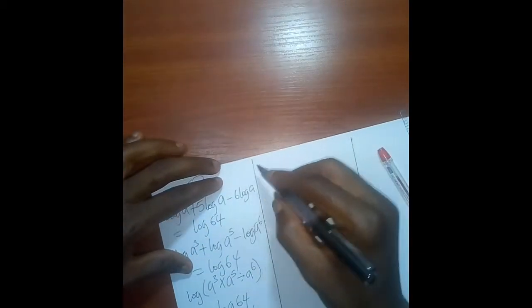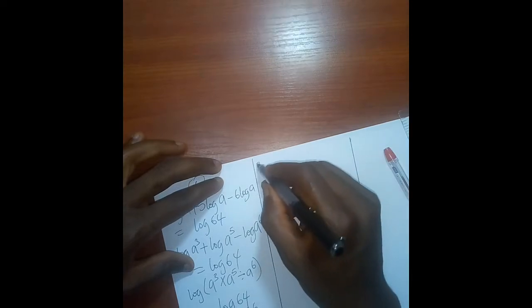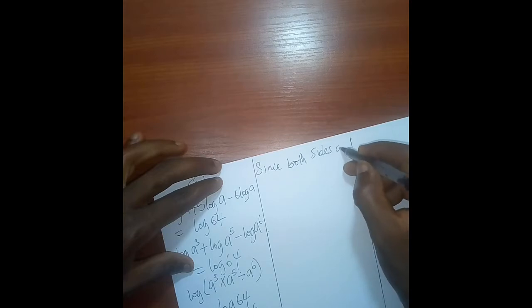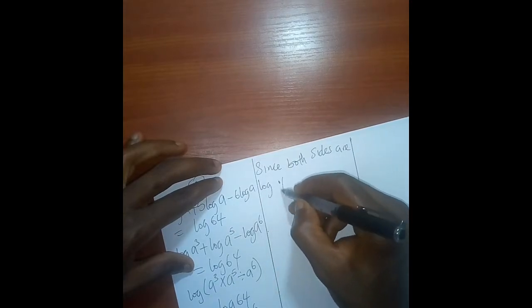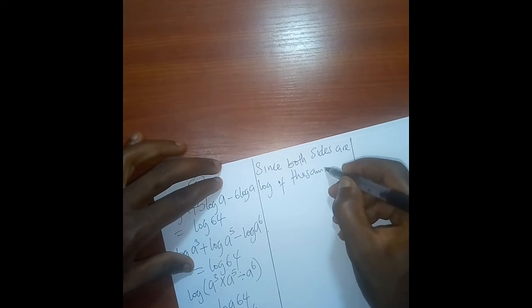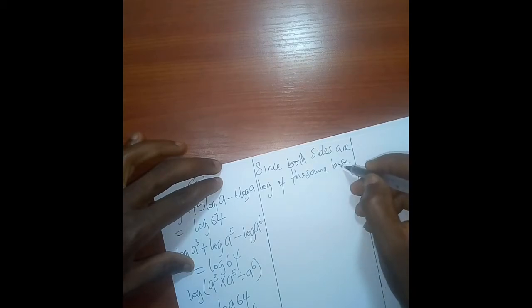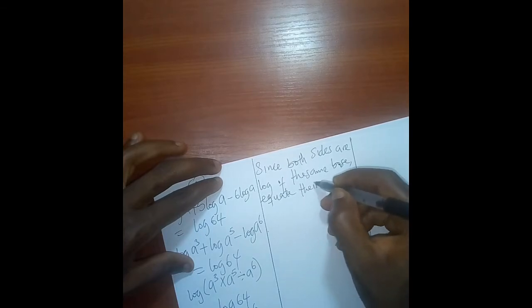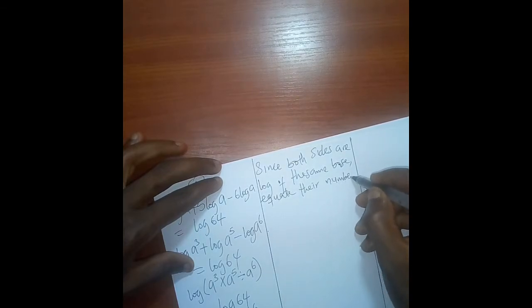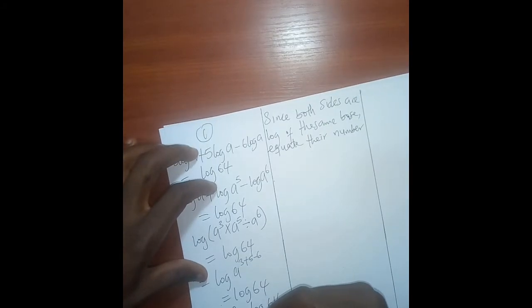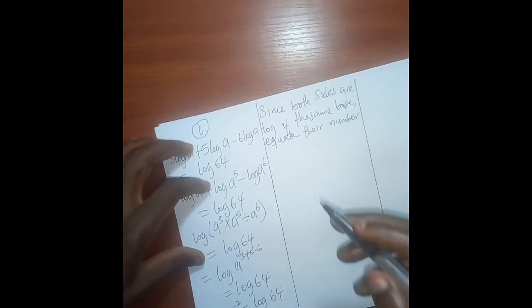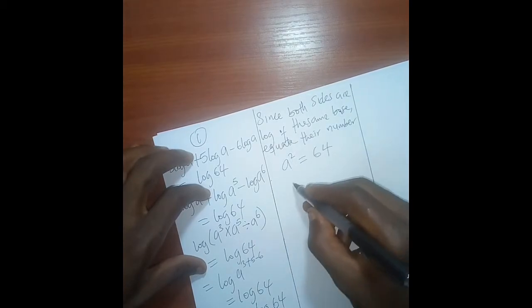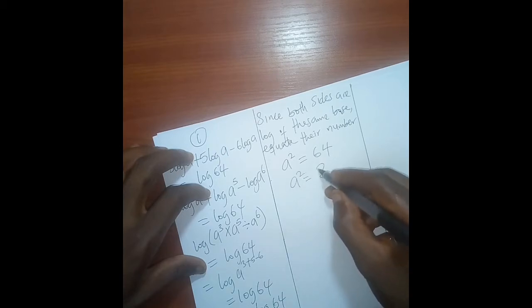Since both sides are logs of the same base, we can equate their numbers. It means the number here is a raised to power 2 and the number here is 64. So we have a raised to power 2 equal to 64. Actually 64 gives you 8 raised to power 2, so a raised to power 2 equals 8 raised to power 2.